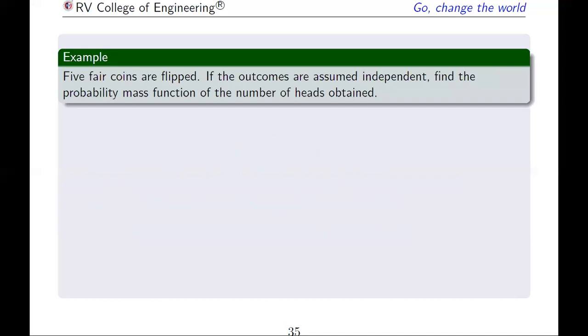Now we consider the following example. 5 fair coins are flipped. If the outcomes are assumed independent, find the probability mass function of the number of heads obtained. Here, 5 coins are flipped. That means flipping a coin is repeated 5 times. So n should be 5. And we are considering the success as getting a head. So x denotes the number of heads here.